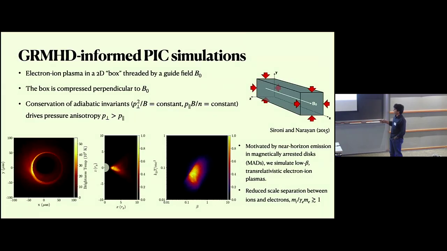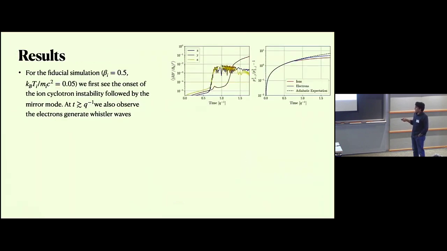We are really motivated by magnetically arrested disks, or MADs, because these are said to be the preferred state for the EHT sources. These are low beta plasmas, and they're also transrelativistic, which has the benefit that the scale separation between the ions and electrons is reduced, because the electrons are highly relativistic. Now I'm just going to talk about a few of the results that we have got so far.